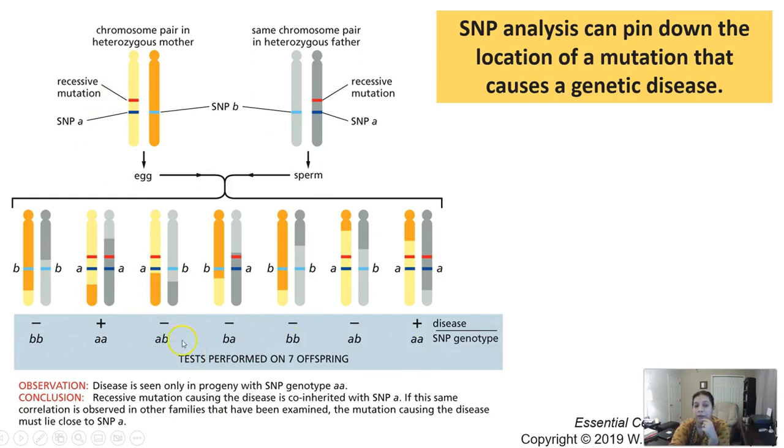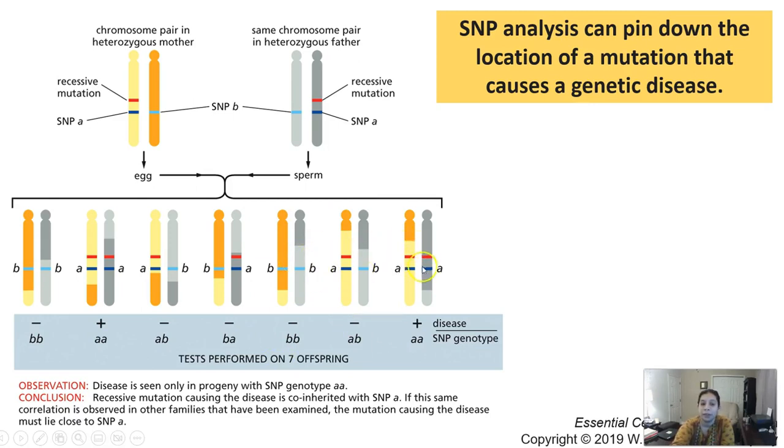Then you have others that do not have the disease, but all of them have one copy of A, but they also have B. One copy of B and A, right? So they have the mutation, but they also have the other SNP as well. Here again, you have the B SNP, but you don't have the mutation because they came with the wild type.